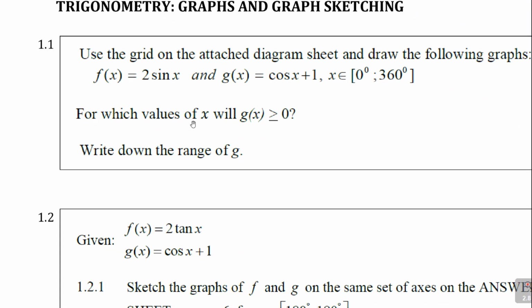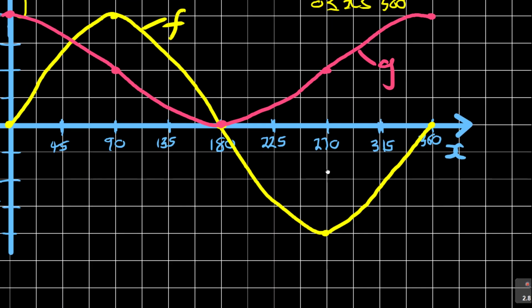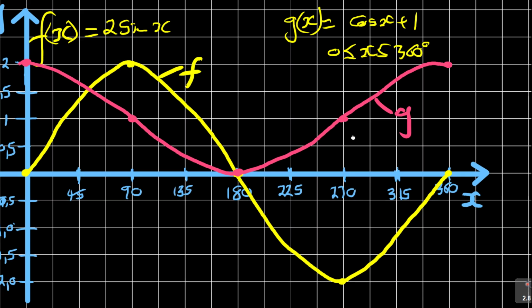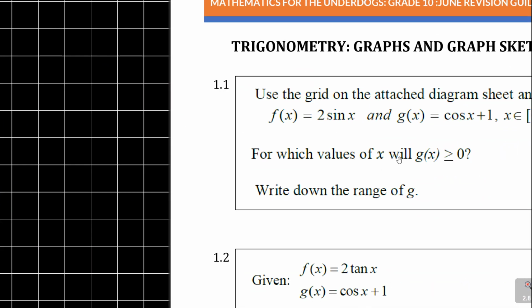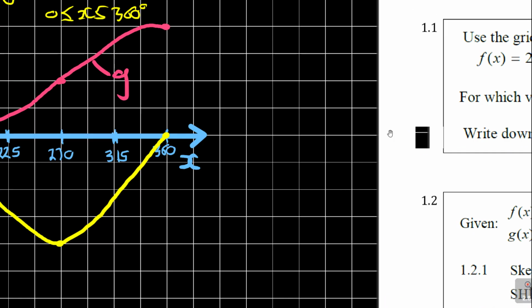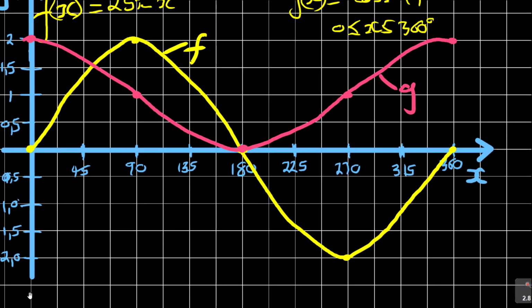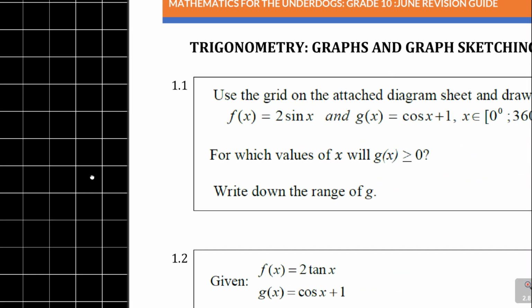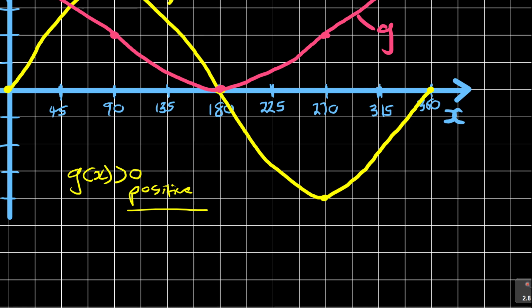It says for which values of x will g of x be greater than 0? Go to the graph of G. They're saying for which values of x will g of x be greater than 0? How many marks? 2 marks. Greater than 0 meaning positive. Let me write it down. If they say g of x is greater than 0, it is positive. Anything greater than 0 means it's positive. Did they put equal to? Yes, greater than or equal to 0.